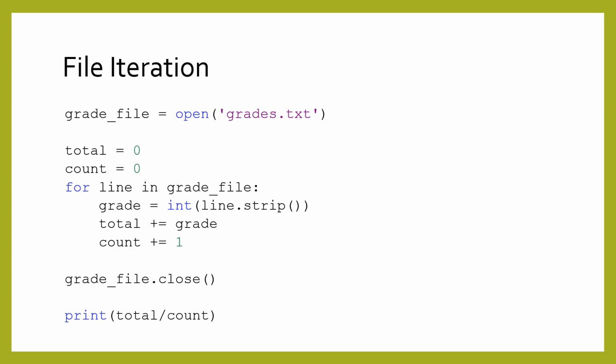Since each line of the file is an integer, we can grab the text of each line, convert the line to an integer, and then combine those integers to calculate an average.